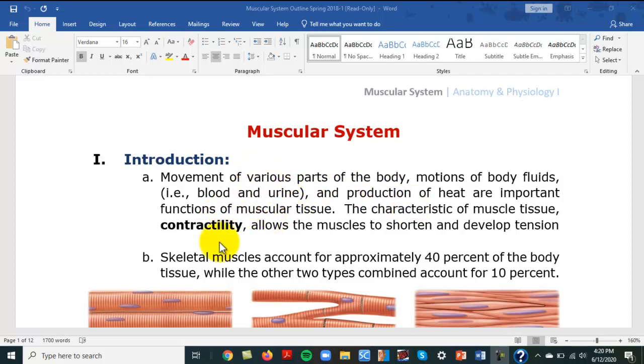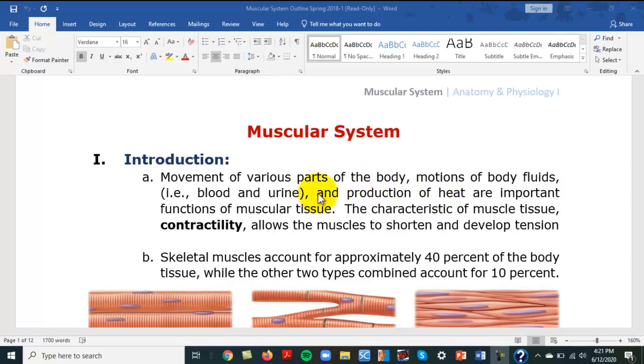Remember that a property of muscle is the ability to contract, to shorten and develop tension. That's actually called the sliding filament theory. We'll get to that in the next video. Production of heat is a byproduct of muscles contracting. That's why when a person's cold or they're running a fever, they shiver. Involuntary contraction of very small muscles generates heat.